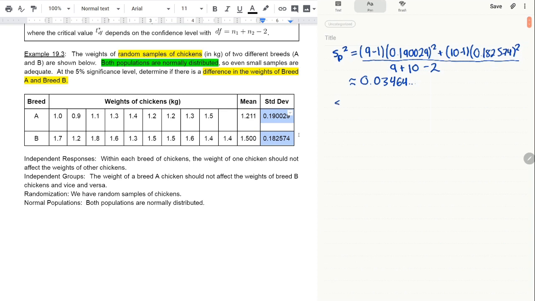Okay, so now from the pooled variance, we can calculate the pooled standard deviation. So we take the square root of the pooled variance, the square root of 0.03464, and then we will get the pooled standard deviation, which is 0.186119.